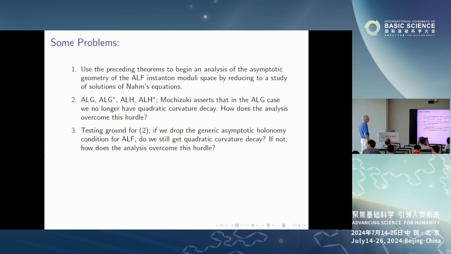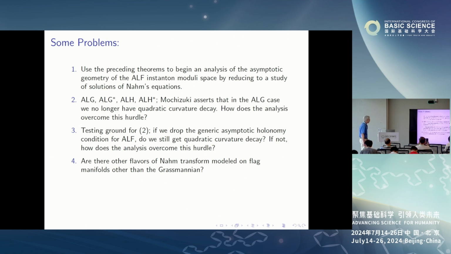A simpler testing ground for that, which people were pushing me about last month at a conference, is: if we drop the generic asymptotic holonomy condition for ALF, do we still get quadratic curvature decay? Nobody knows this yet, and I'm completely agnostic as to what's true in this case. But if you don't, then once again, how do you overcome the analysis? Somehow you have to have a treatment of this that requires much less asymptotic analysis if you do not have quadratic curvature decay.